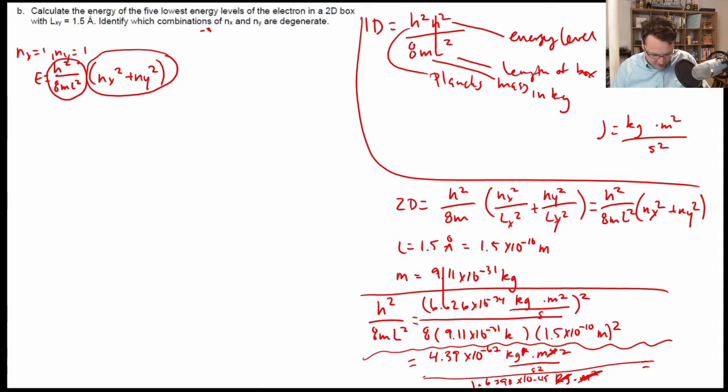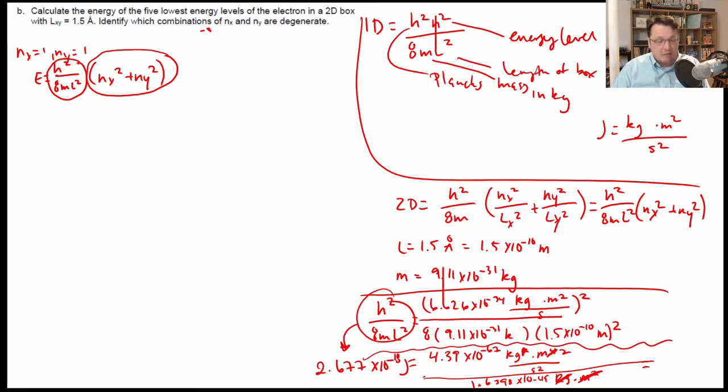So then 4.39 times 10 to the negative 67 divided by 1.6398 times 10 to the negative 49 comes out to being 2.677 times 10 to the negative 18 joules, because it'll be kilograms times meter squared over second squared. And that's what this whole thing right here is equal to. So all I have to do is simply use that value in each one of these cases.